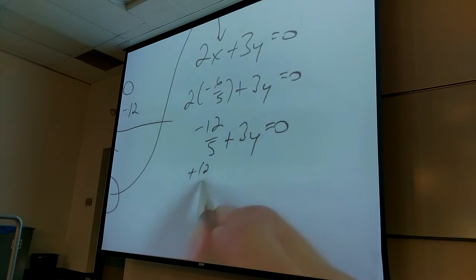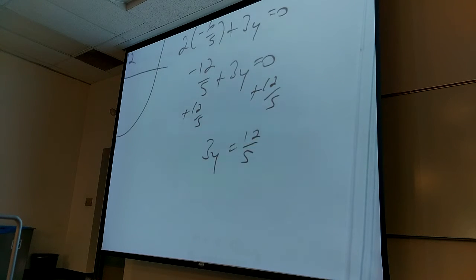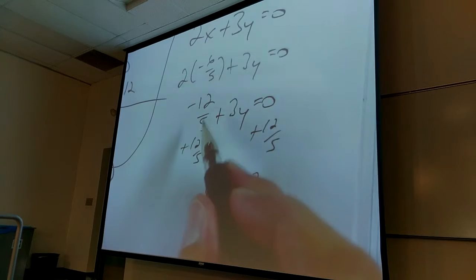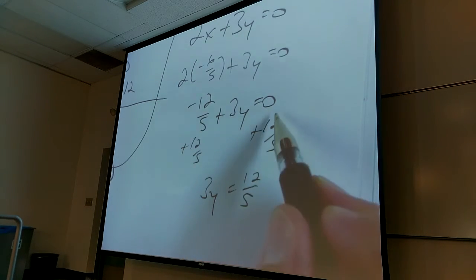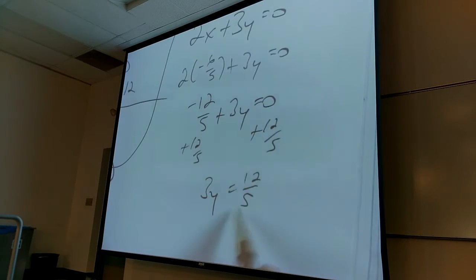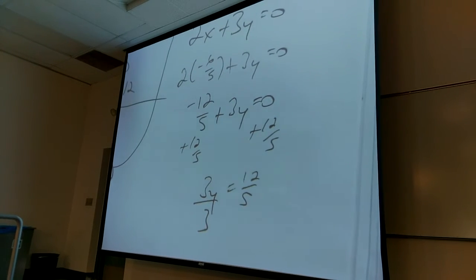So then I can add 12/5. 3y equals 12/5. And then what's the last step? I know when fractions are showing up, everybody just blanks, but I treat it as a number because that's what a fraction is. It's a number. So I want all my numbers on the other side. I don't care that it's a fraction. Who cares? Now I care that it's a fraction because what do I have to do to get y by itself? Divide by 3. And when I divide by 3, that's the same thing as multiplying by 1/3.